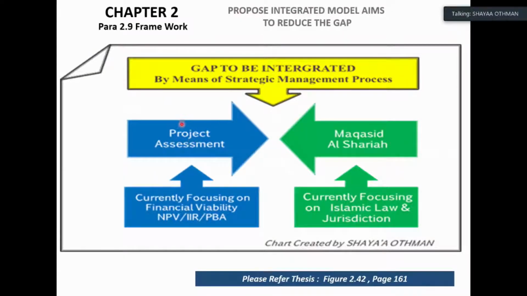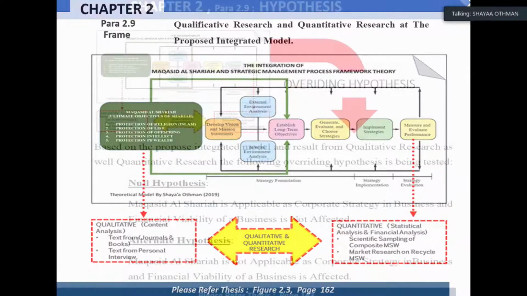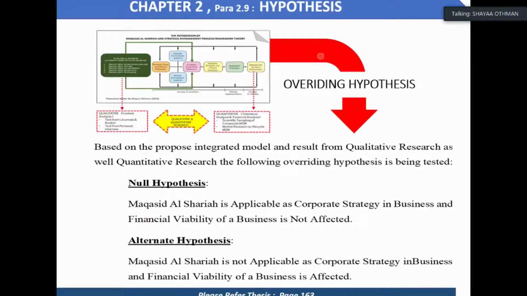As mentioned earlier, today they are focusing on financial viability. Maqasid al-Sharia focuses on Islamic law and jurisdiction, nothing to do with other management. So this is what I mentioned here, qualitative and quantitative. We will discuss in the next lectures the details of how we carry out the analysis, and this creates a hypothesis.